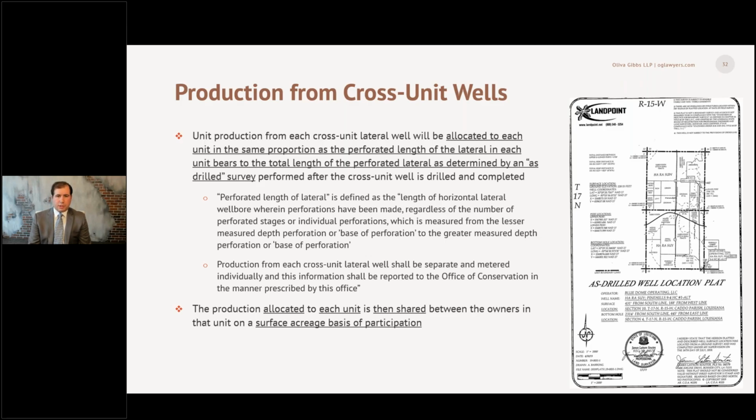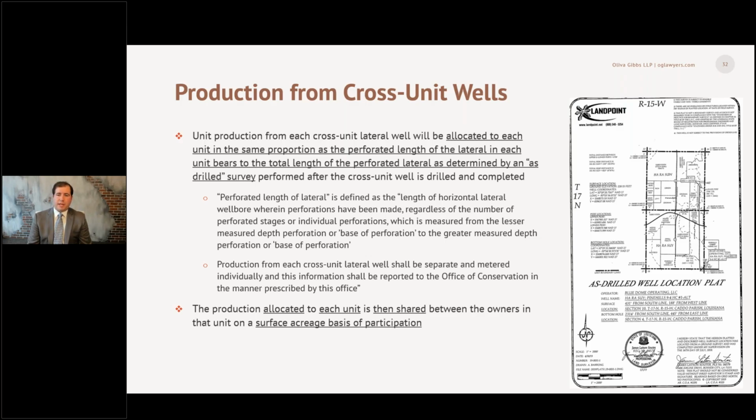Cross unit wells, unit production from each cross unit lateral will be allocated to each unit in the same proportion as the perforated length of the lateral in each unit bears to the total length of the perforated lateral as determined by an as-drilled survey. Big mouthful there. Essentially, the perforated length of the lateral is going to have to be set forth on this as-drilled well location plat that you're going to need to file. The percentage of that perforated lateral in each unit is going to then be set forth in how all those owners in each unit are going to share in production.